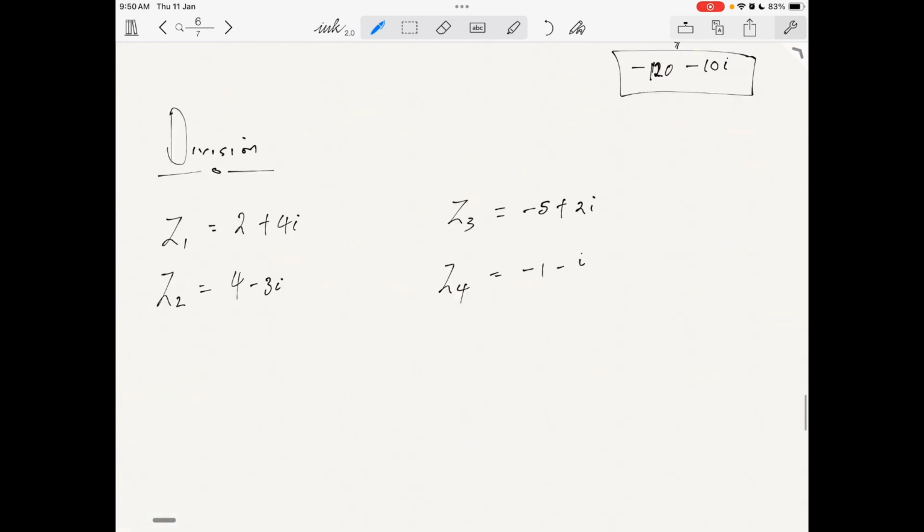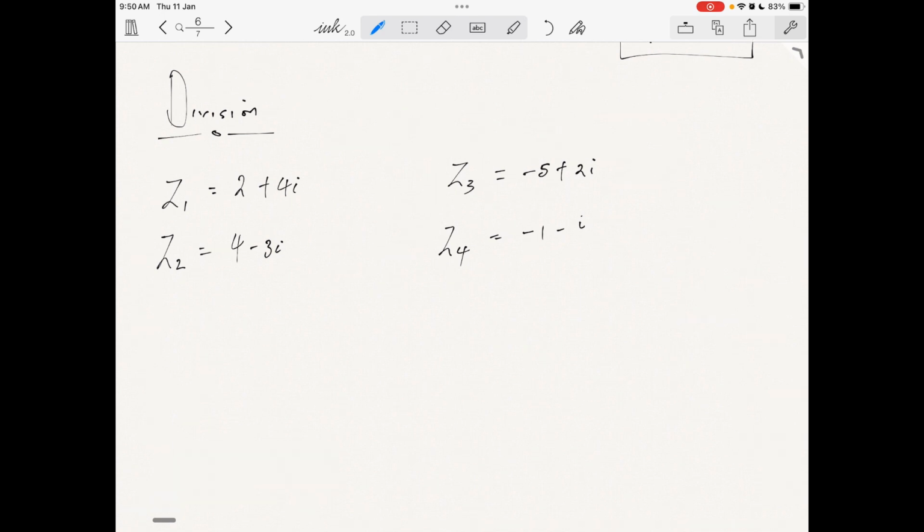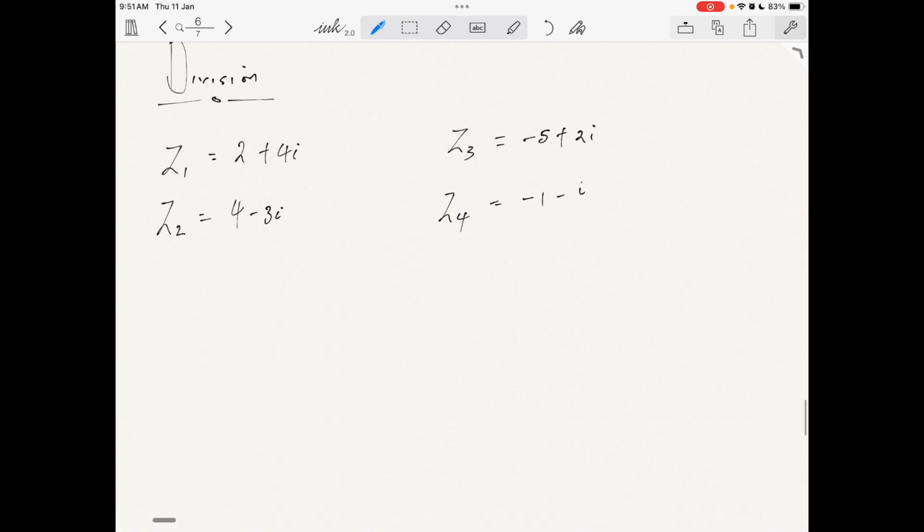Now in this video, we'll focus more on division of complex numbers. So we are still using our questions: z1 is equal to 2 plus 4i, z2 is equal to 4 minus 3i, z3 is equal to minus 5 plus 2i, and z4 is equal to minus 1 minus i. Now, in the division of complex numbers, we have to understand that we are going to be working with conjugates of complex numbers, conjugates.